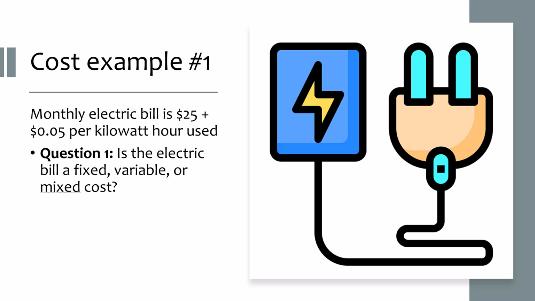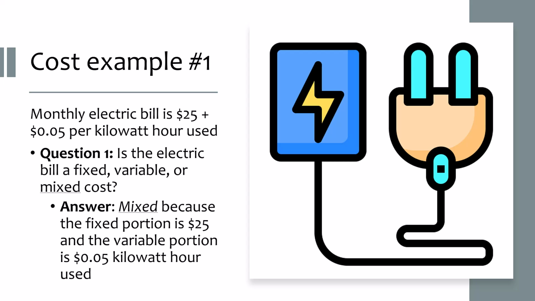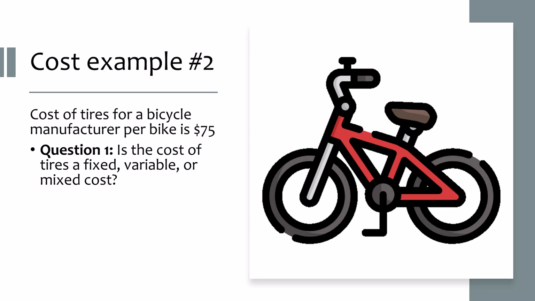Cost example number 1. Monthly electric bill is $25 plus 5 cents per kilowatt hour used. The question is, is the electric bill a fixed, variable, or mixed cost? The answer is mixed because the fixed portion is $25 and the variable portion is 5 cents per kilowatt hour used.